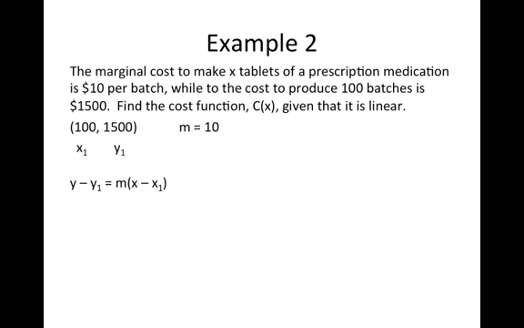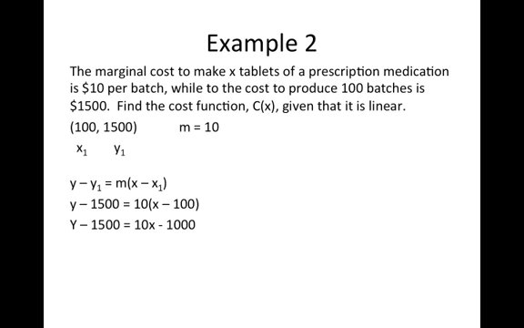Now, why are we starting with point slope form? That's right, because we've got a point and the slope. So the information we have tells us exactly which form to start with. So we've got y minus 1,500 equals 10 times x minus 100. So we did y minus our y1 equals m times x minus our x1. So y minus 1,500 equals 10x minus 1,000.